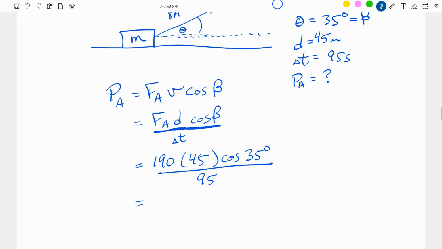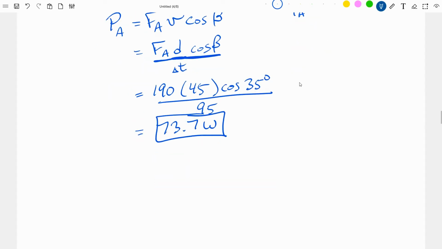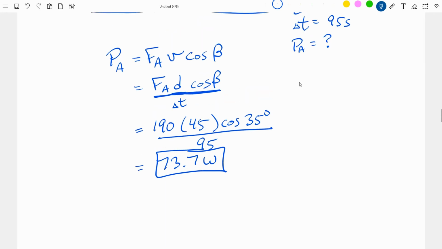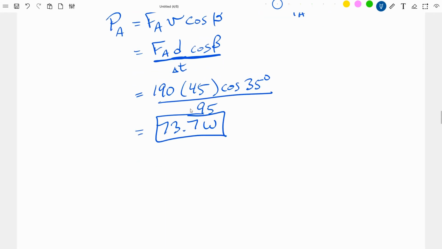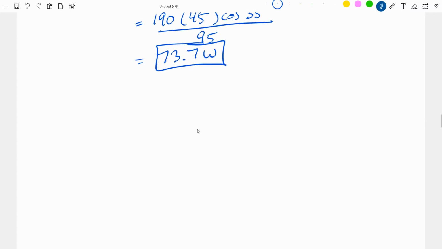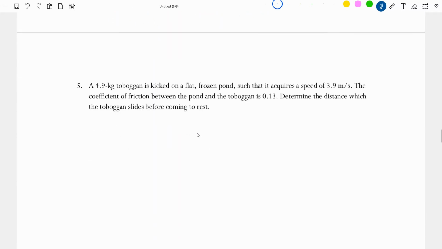So the power associated with the applied force, 190 multiplied by 45 multiplied by the cos of 35 divided by 95. And if I had done that divide by 95 a little earlier, it wouldn't have mattered. It would have come to the same answer. So I'm getting 73.7 watts to 3 sig figs. There you go. So Molly, again, a little disappointed you're doing it, but good on you that you're getting some work done, right? Okay, let's move on.